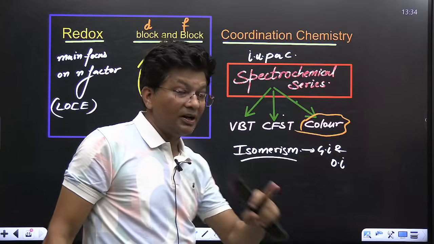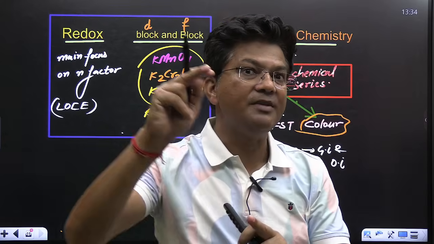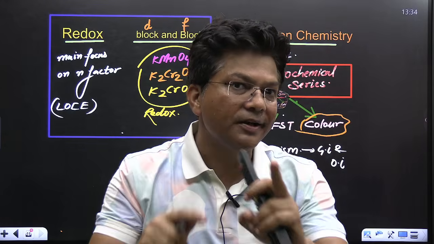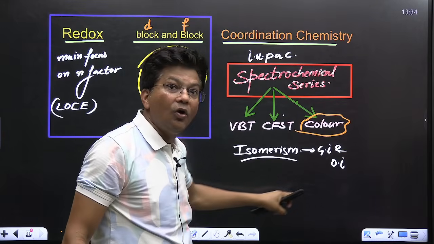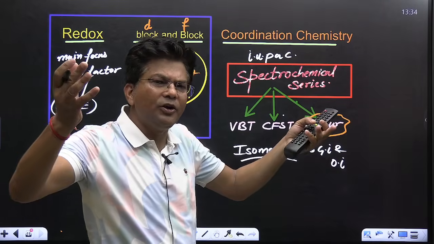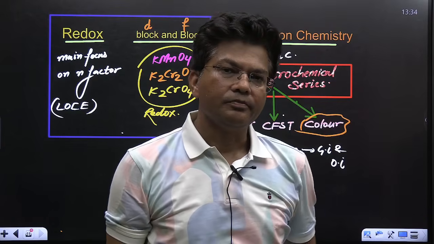Then isomerism. In isomerism, geometrical isomerism and optical isomerism, those 15 types of structures, MA4B2, MA3B3 and so on, focus over there. A tough question can be asked from any of these things. Now, synergic bonding, that is the back bonding, which you have already covered in your bonding part.